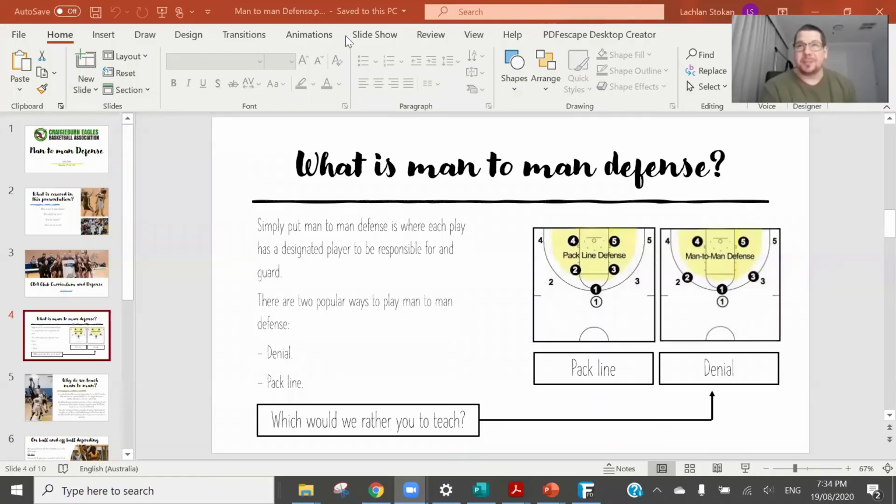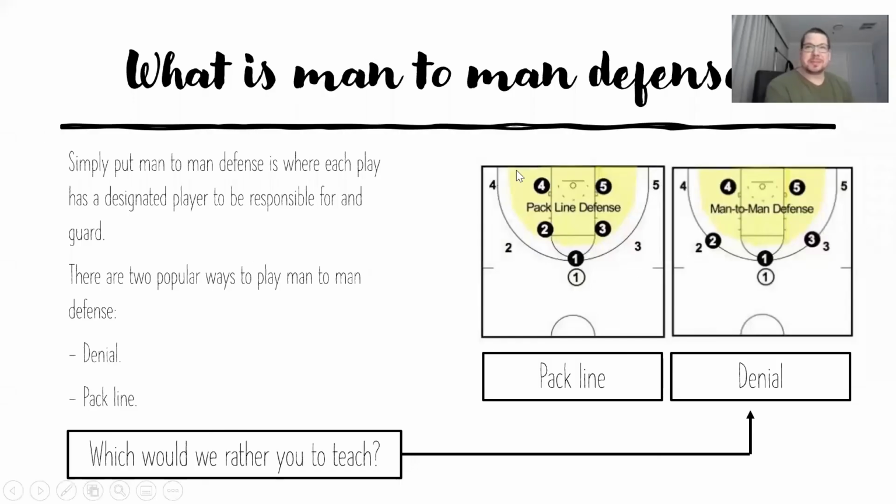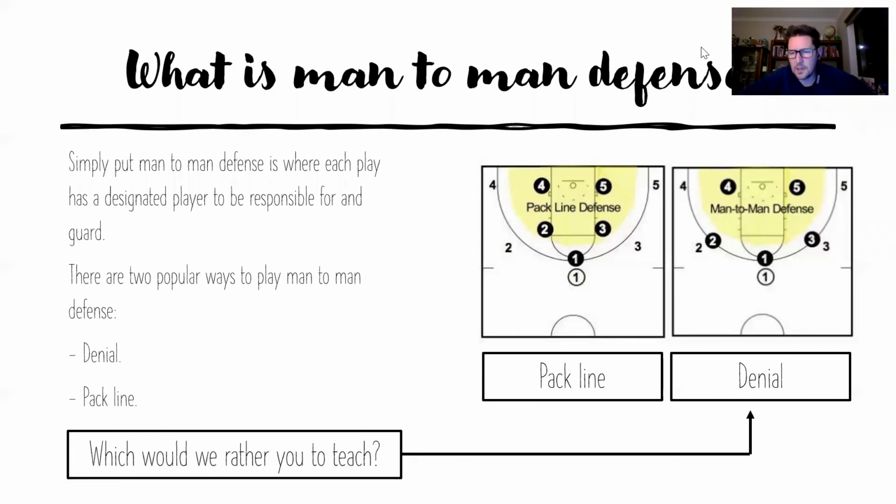I'll just get something up quick, Drew. Yeah, no problems. I probably know the answer, but I'm looking for an explanation from one of our experts. This is a presentation we did a lot earlier on about the difference between pack line and denial, and in the two pictures here, we're pretty much all on the side of denial is better. Pack line is this yellow highlighted part of the area that you're going to pack and try and protect, and not let people get driving lanes in there.